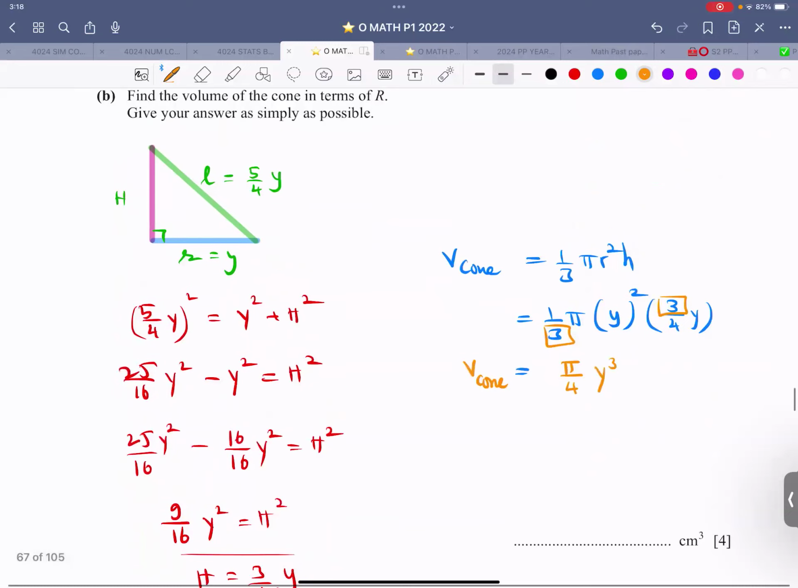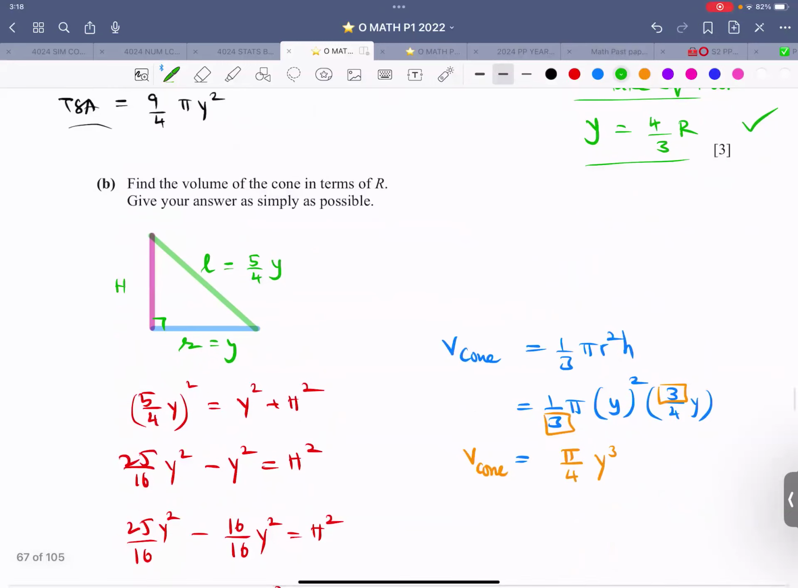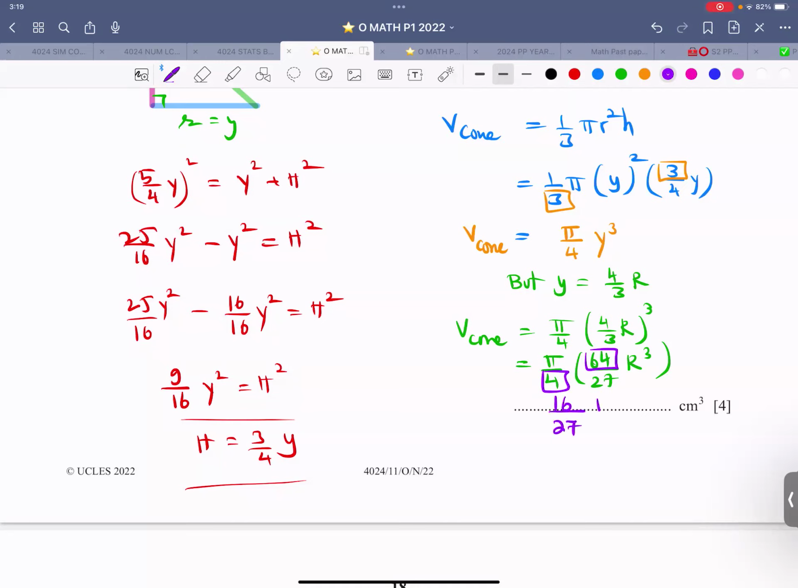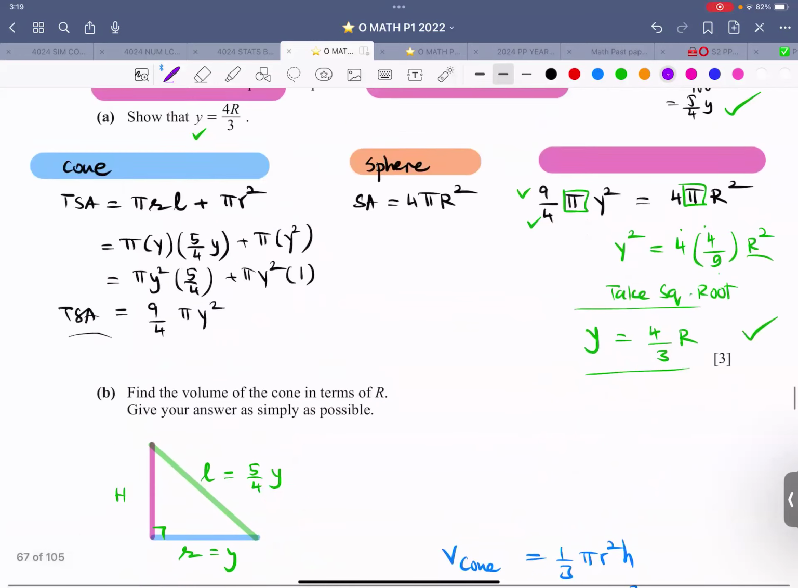But remember, what is y equal to? y is equal to 4 over 3 capital R. So volume of cone is pi over 4, 4 over 3 r the whole cube. That is pi over 4 into 64 over 27 r cube. Cancel this 4 with the 64. 64 over 4 is 16. So this is 16 over 27 pi r cube. So that is the answer for 4 marks over here.